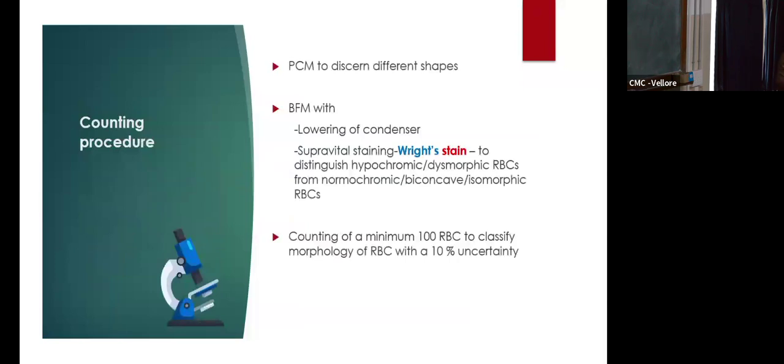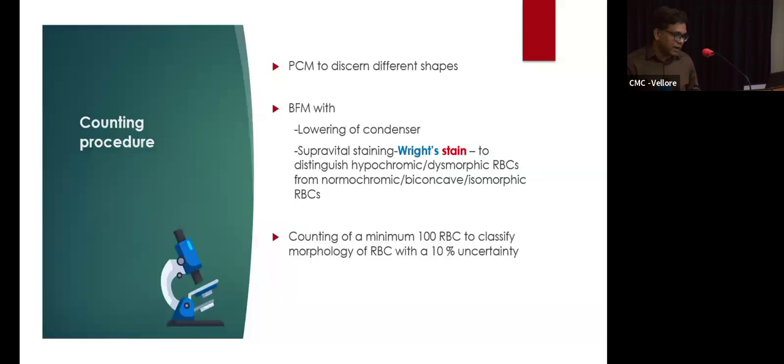So I just told you phase contrast is mandatory, and if we don't have phase contrast, then we can use bright field also. But for bright field, we have to lower the condenser, or we can use a supravital stain like Sternheimer stain to distinguish between isomorphic and dysmorphic RBCs. We have to count at least a minimum of 100 RBCs to classify the morphology of the RBCs. Always there is an uncertainty of 10%.